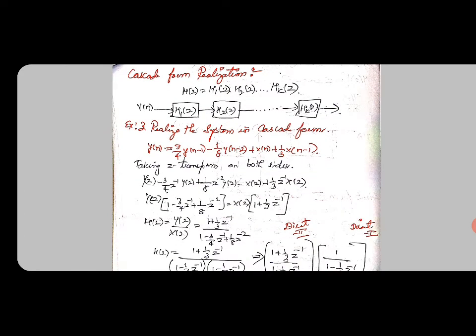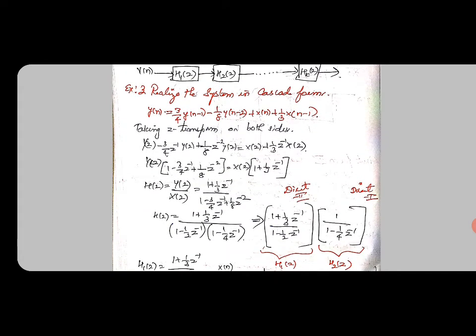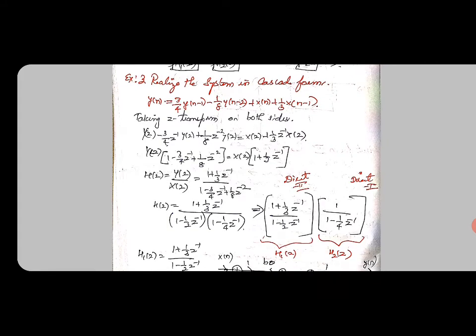We can see about the cascade form realization. Cascade form is nothing but a sequence of functions, where h of z is equal to h1 of z, h2 of z, and up to hk of z. We can see with the help of an example how to realize this system in cascade form, which is y of n is equal to 3 by 4 y of n minus 1 minus 1 by 8 y of n minus 2 plus x of n plus 1 by 3 x of n minus 1.